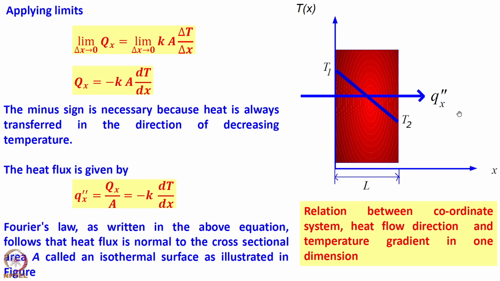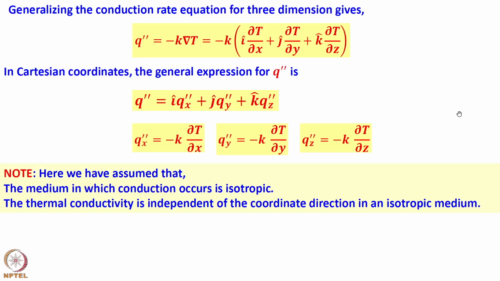Okay. So, applying this, we have seen in the first module itself, Q is nothing but minus K A dT by dx, and heat flux is minus K dT by dx. So, we have seen this. In general, heat flux is minus K into del T, and if you expand, you have i dT by dx plus j dT by dy plus k dT by dz, and typically heat flux in the x, y and z directions are given.